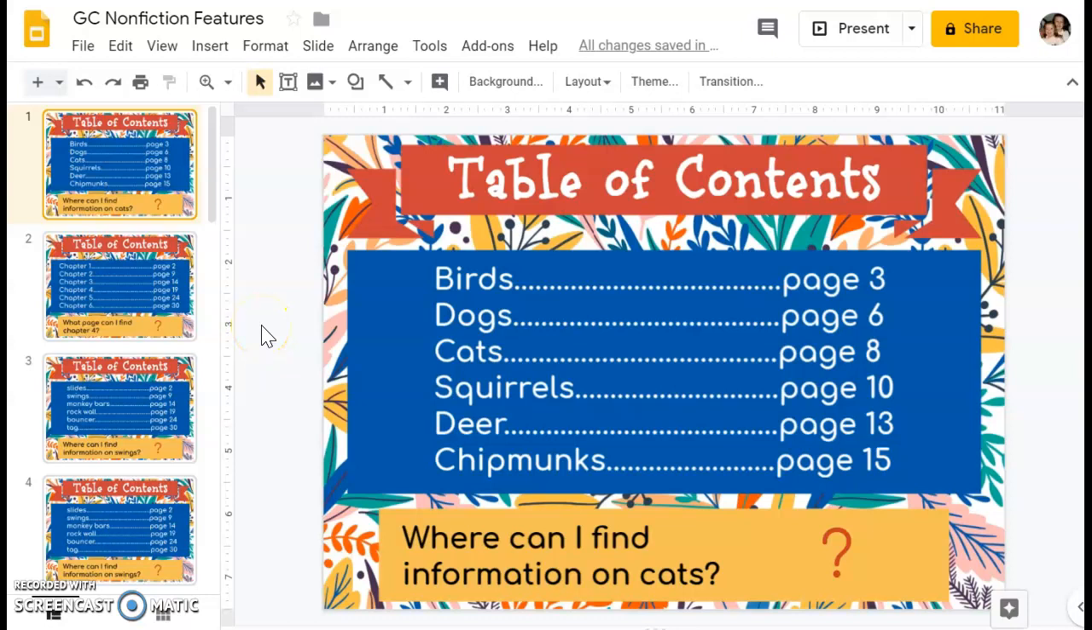Today we're going to be looking at nonfiction text features. And in our Google Classroom today, we're going to be looking at a whole bunch of different ones that you can find in a nonfiction book. Our first couple screens have to do with table of contents.